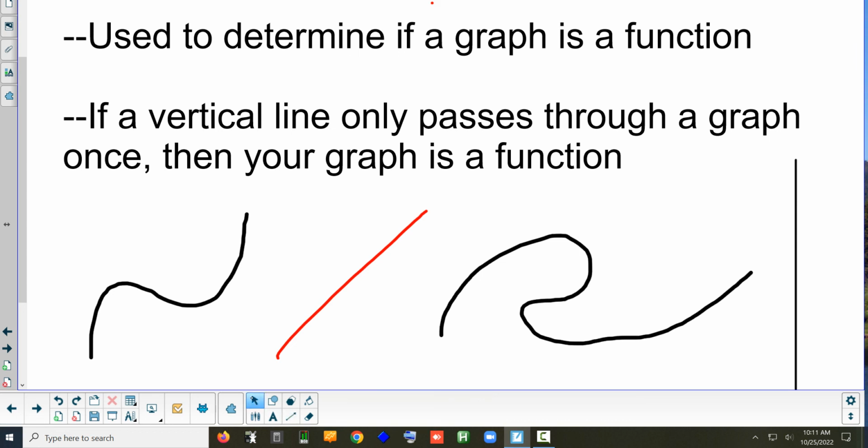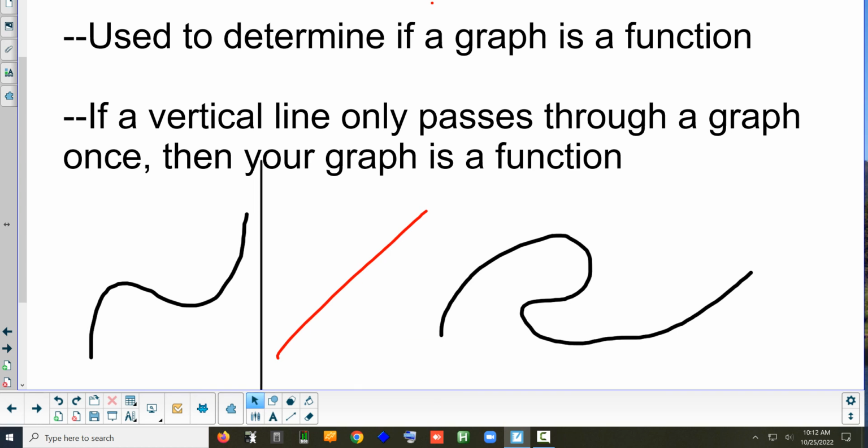So let's look at the graph in red. That's a pretty basic graph. It's just a line on a slant. And as I drag my vertical line through it, does it ever hit the red line in two spots at the same time? What do you think, Sean? No. It never hits the red line in more than one spot at a time. So this red line is a function.